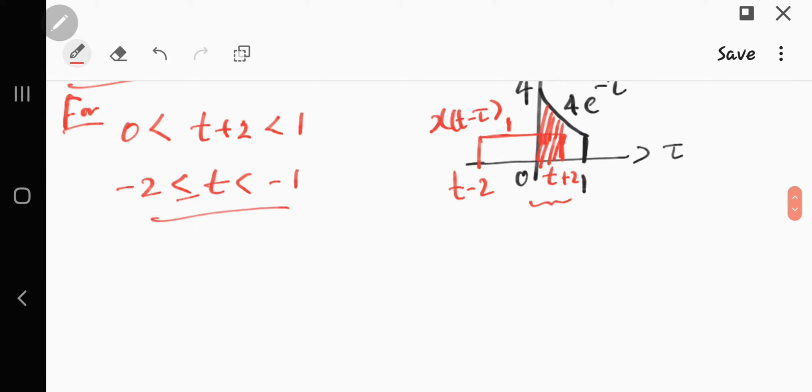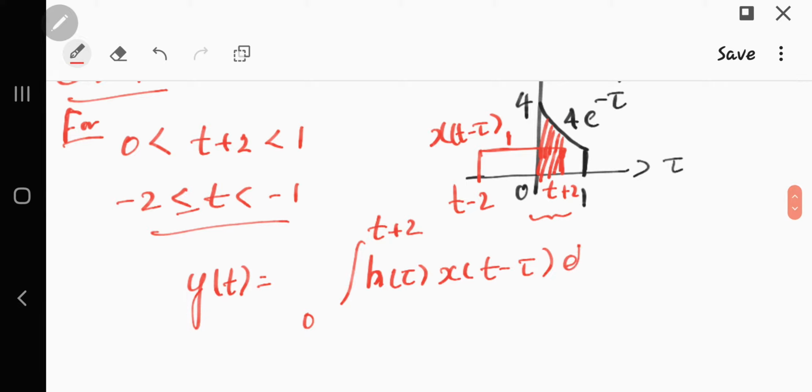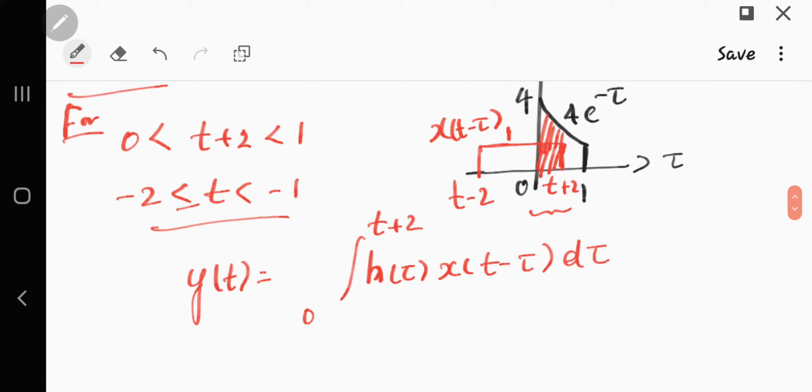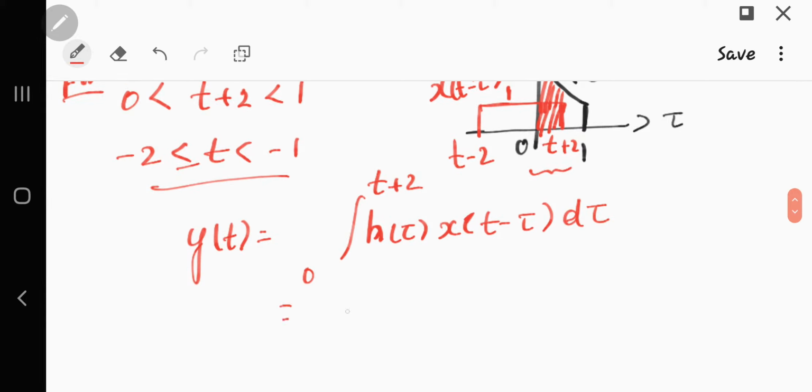For this particular region, what happens to y of t? Let's find out. y of t is equal to the integral of the overlapping region, between 0 to t plus 2, h of tau x of t minus tau d tau. Now, in this particular duration, what is the value of h of tau? So, h of tau value is 4 into e to the power of minus tau. And what is the value of x of t minus tau? It is 1. So, that gives you the integral of 0 to t plus 2 of 4 e to the power of minus tau into 1 d tau.